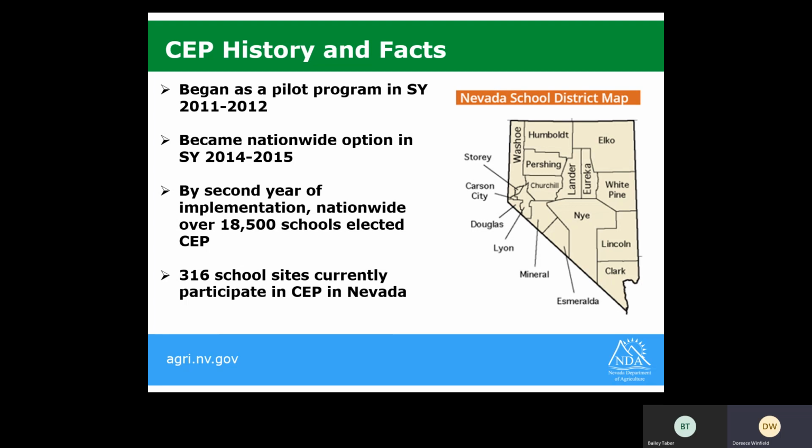A little history on the CEP program. This program began as a pilot program in SY 2011-2012. In SY 2014-2015, it became a nationwide option. By the second year of implementation, over 18,500 schools elected CEP nationwide. Currently, there are 316 school sites that participate in CEP in the state of Nevada.